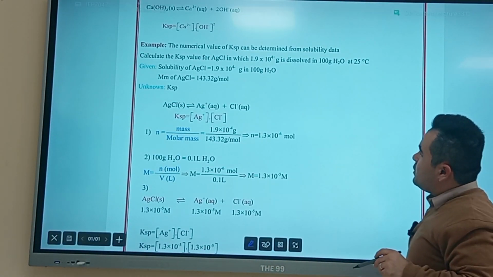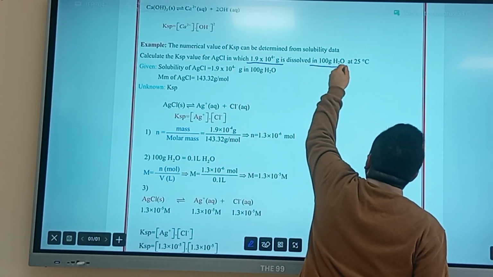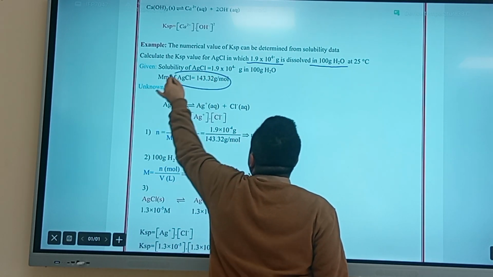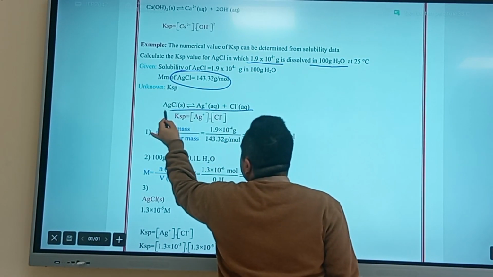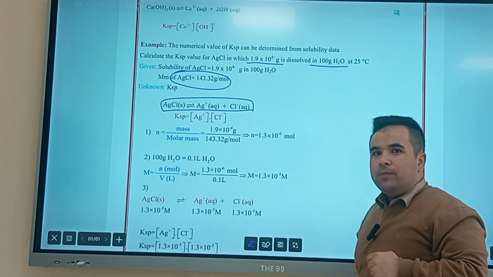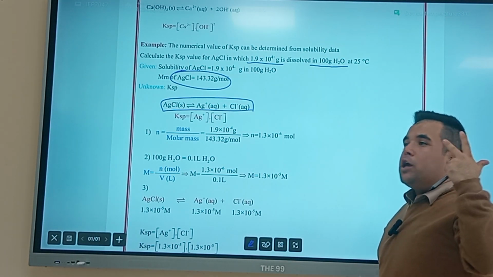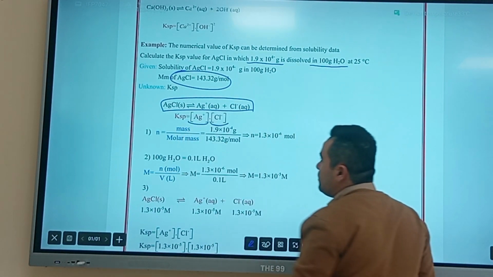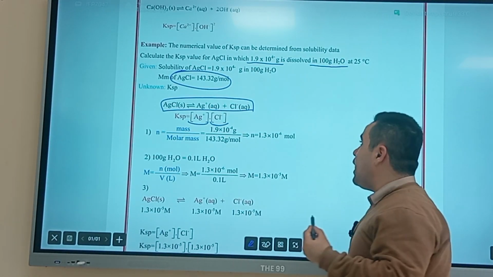Let us solve this example, guys. AgCl: the mass is given with the mass of water, and the molar mass of AgCl is given as well. First of all, you have to write the equation of dissociation for the salt. This is the first step. Balance it, and then write the equation for the KSP. KSP equals the multiplication of the concentrations of the ions. How do we calculate the concentration of the ions, guys?